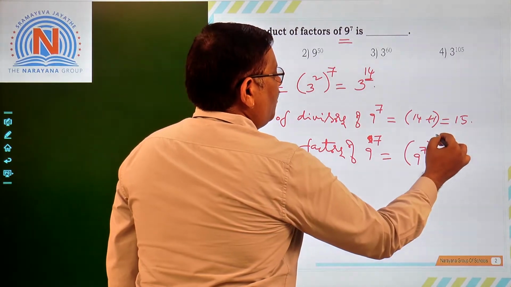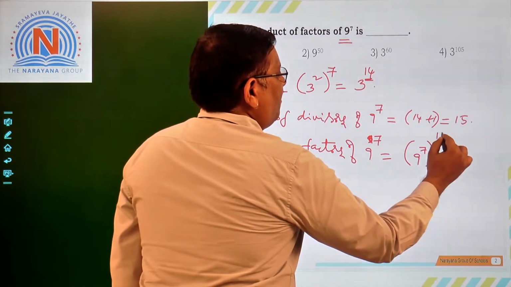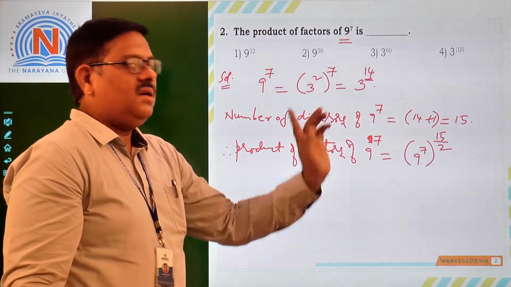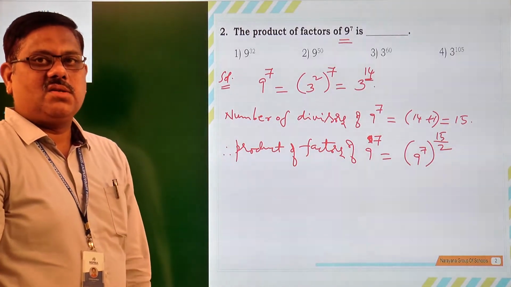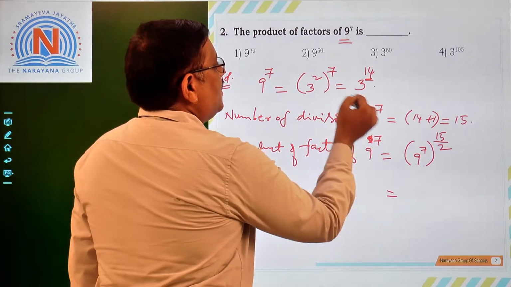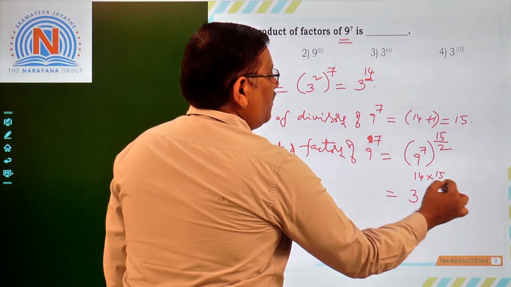Here d is the number of divisors of n, that is 15 by 2. Okay, n is 9 power 7 and its number of divisors is 15, so 15 by 2. Otherwise, 9 power 7 we can write as 3 to the power of 14. So 3 to the power of 14 into 15 by 2.